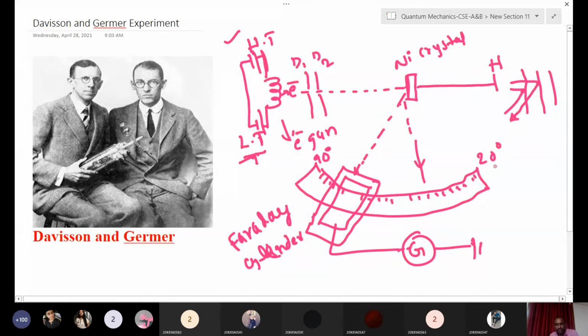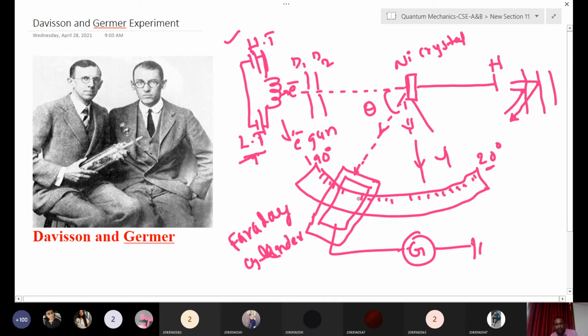We are using a circular scale on which we can measure from 20 degrees to 90 degrees. This is the angle, some angle theta. The angle between the incident beam and the scattered beam is theta, and using this theta you can vary. We don't know whether electrons are coming in this direction or some other direction, that's why we are using a circular scale.